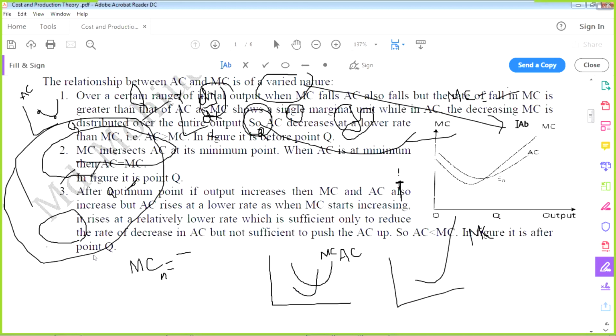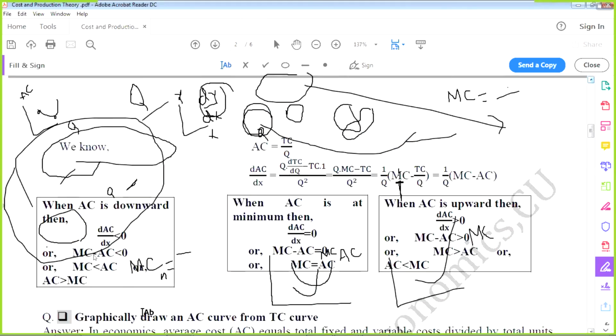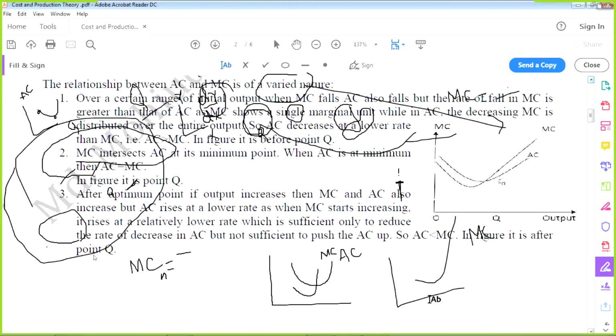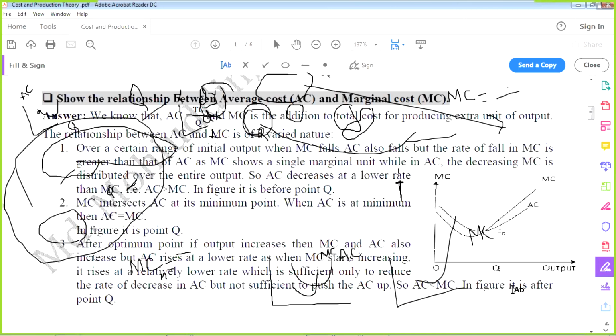Now, yes, sir. When average cost is increasing, the average cost slope is positive, meaning greater than 0. So when the slope is positive, we have found that AC is less than MC. In the diagram, look where we have found AC less than MC at this level of output. So mathematically and graphically, we have proved the relationship.